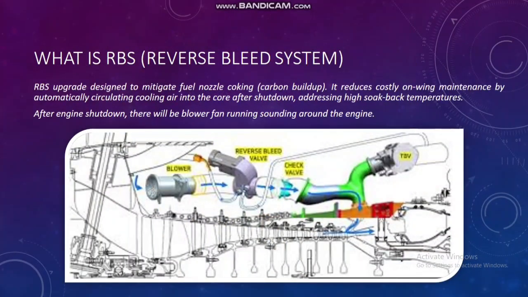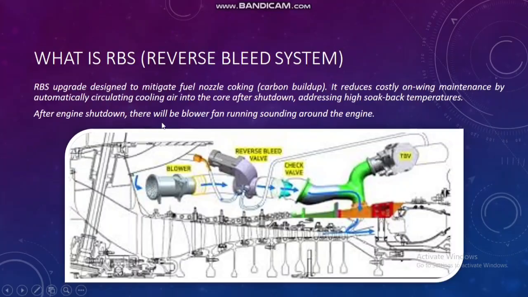Another question is the reverse bleed system. I have already discussed it in my interview video, which I have uploaded for interview questions, but once again we'll go through this. The reverse bleed system is an upgrade designed to mitigate fuel nozzle coking and carbon buildup. It reduces on-wing maintenance cost by automatically circulating cooling air in the core after shutdown, addressing the high soak back temperature.